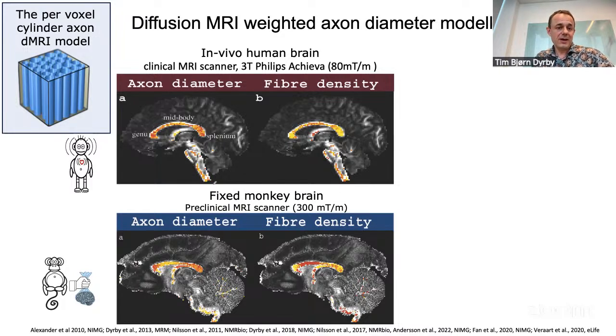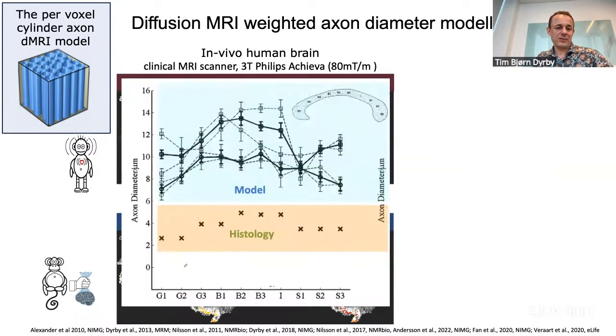When we scan a fixed monkey brain with a stronger gradient, this contrast becomes stronger, because with stronger hardware we get more contrast to axon diameters. When you compare these axon diameters across the corpus callosum, these are the diameters we measure with MRI. We see this trend of small, higher, lower, which is what we also see with histology, but it's pretty much overestimating.